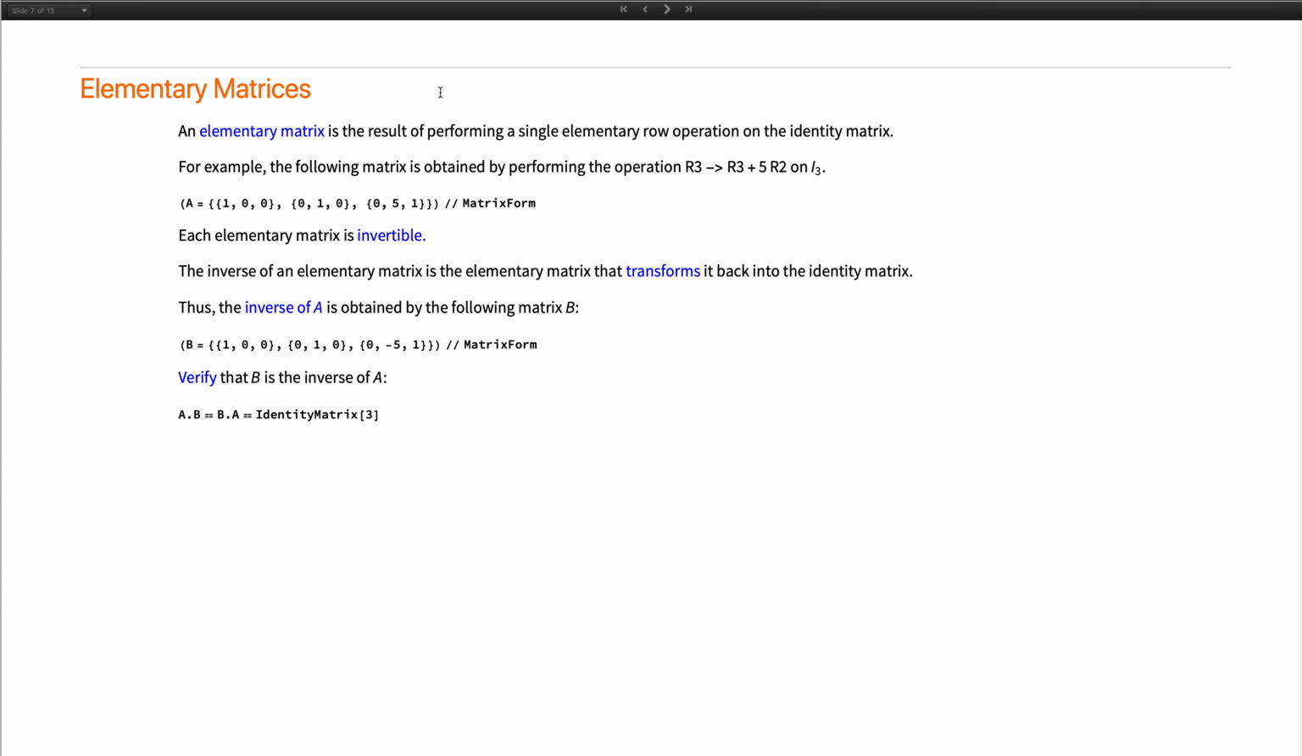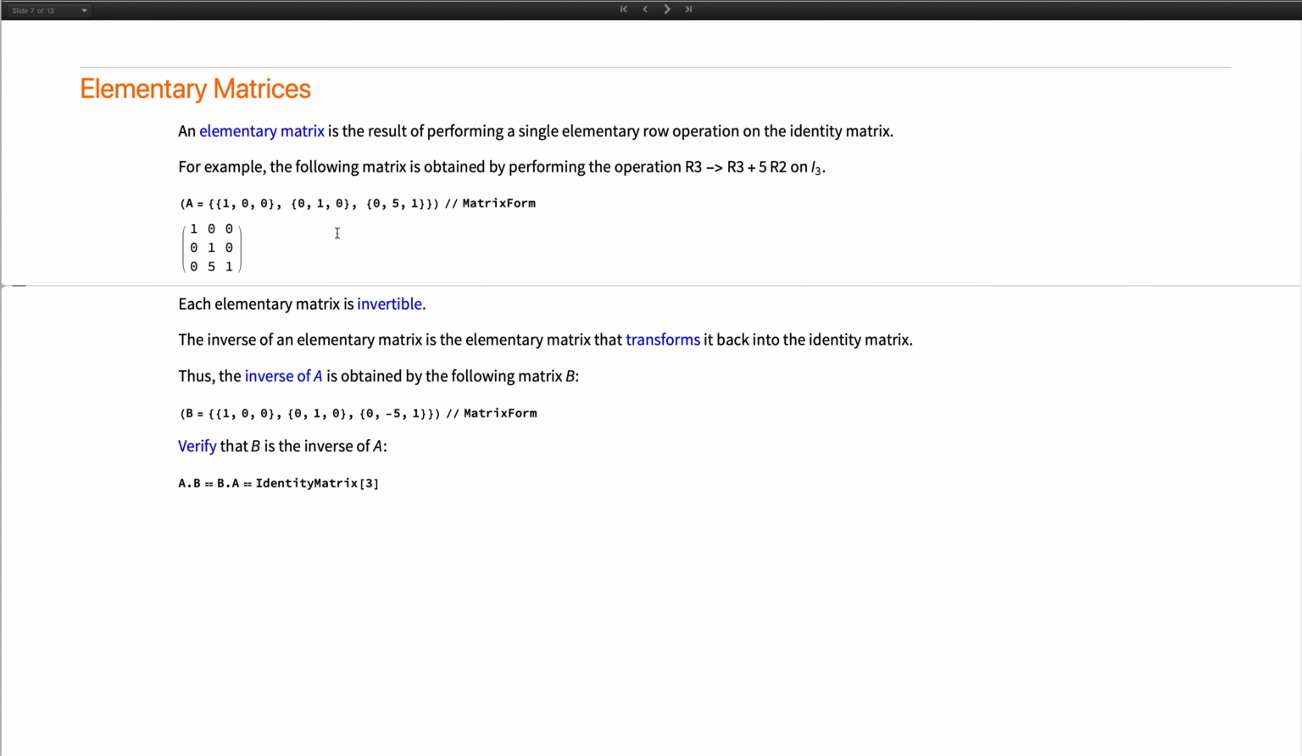Okay, another class of simple matrices are the so-called elementary matrices. Those are matrices which are obtained by doing a single elementary row operation on the identity matrix. For example, here is a matrix, and it's almost like the identity except you've got a 5 over here. Basically it's done by doing the operation R3 goes to R3 plus 5 R2 on the 3 by 3 identity matrix. Now, such a matrix is always invertible.